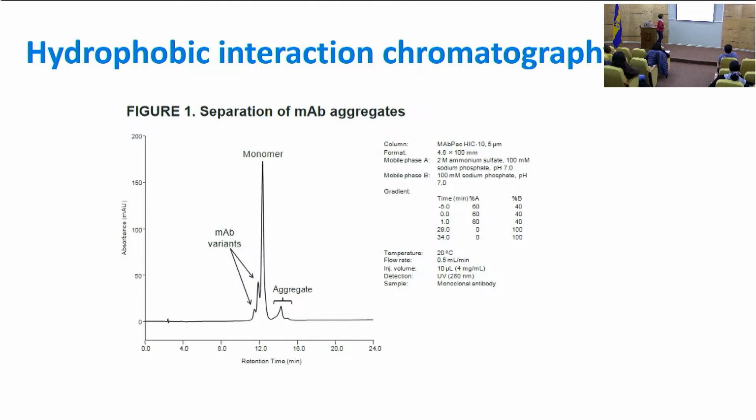This technique is also able to separate MAB aggregates. So you have here the MAB variant, a hydrophobic variant here, and here you can see the aggregate. So it is also able to separate different variants, but hydrophobic ones.